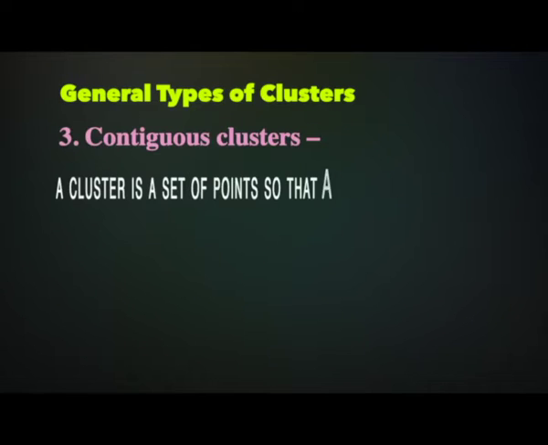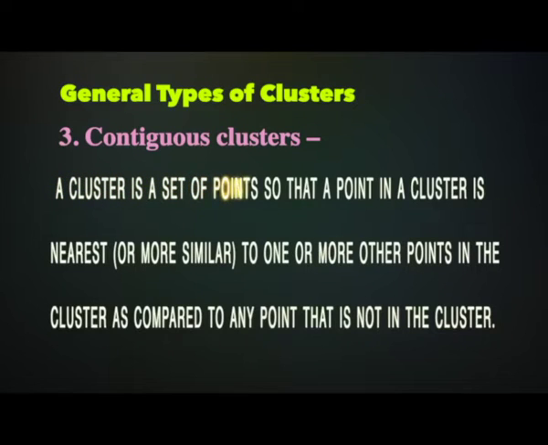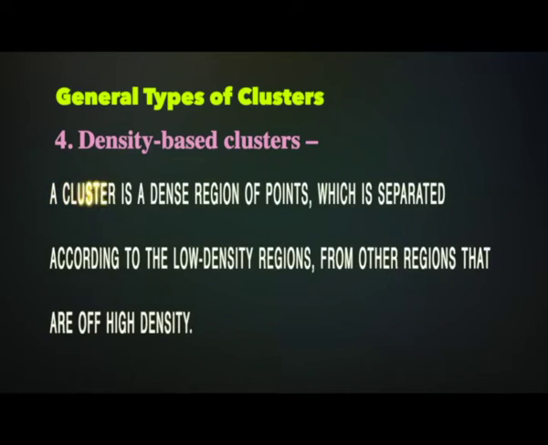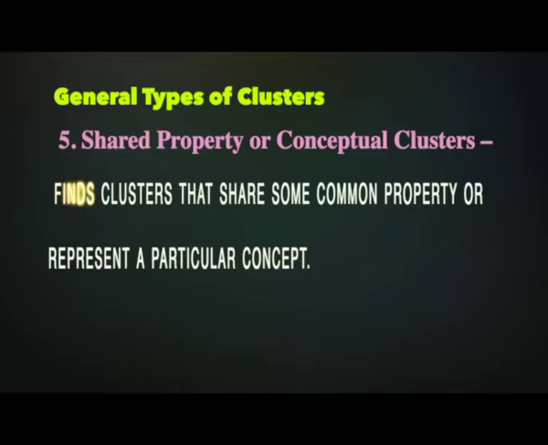The third type is the contiguous cluster. A cluster is a set of points so that a point in a cluster is nearest or more similar to one or more other points in the cluster as compared to any point that is not in the cluster. The fourth type which we will see now is a density based cluster. Here a cluster is a dense region of points which is separated according to the low density regions from other regions that are of high density. The fifth type is the shared property or conceptual cluster. It finds clusters that share some common property or represent a particular concept.